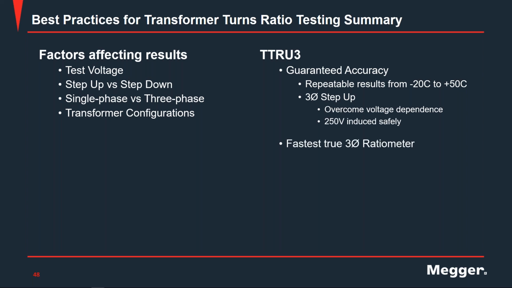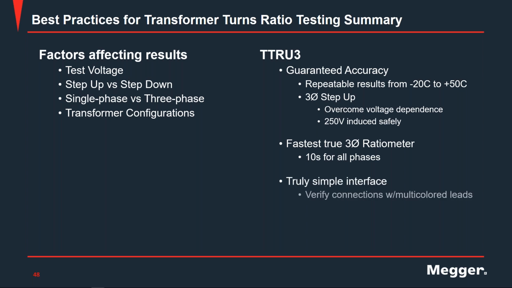The Ttru3 is the fastest true 3-phase ratiometer, clocking in at 10 seconds for all phases. And we do provide you with a truly simple interface. Whether it's the physical leads themselves that you're running up 60 or 100 feet in the air, you can see the red jacket, you can see the black jacket, you can see the color-coded clamps to verify that you have made your connections properly.